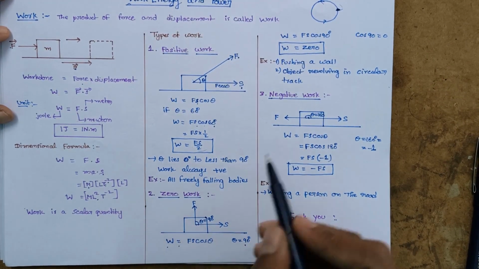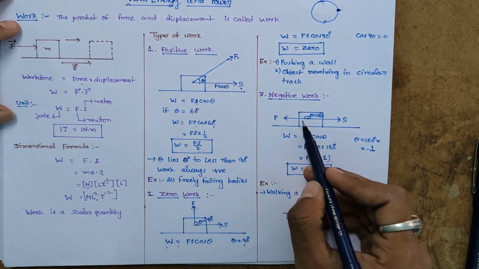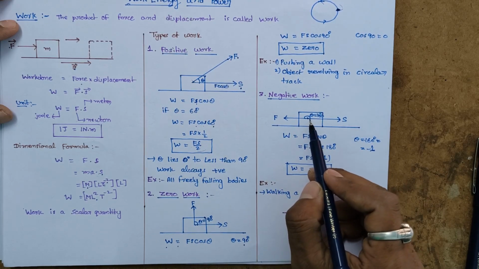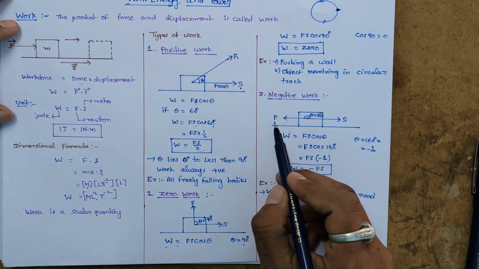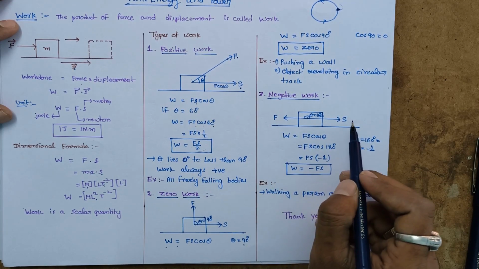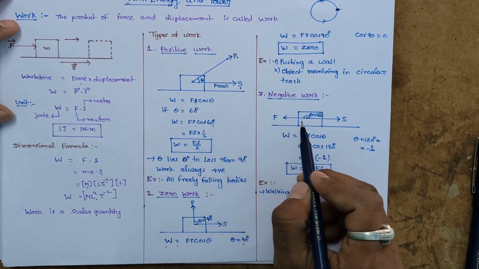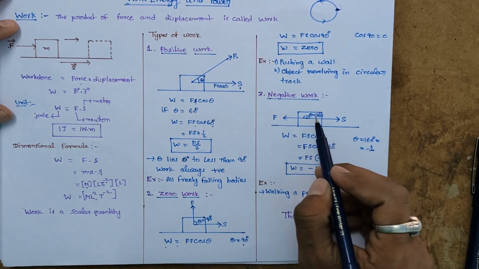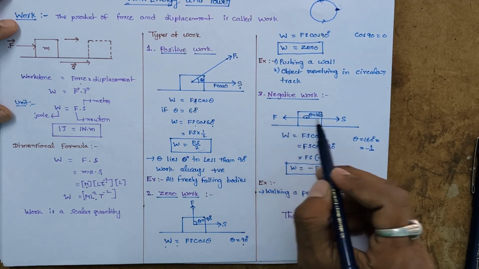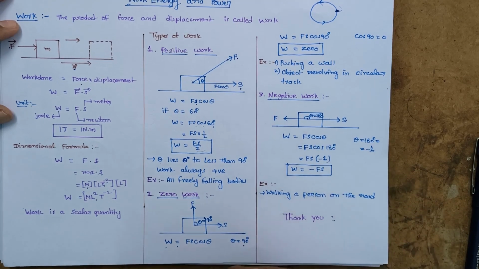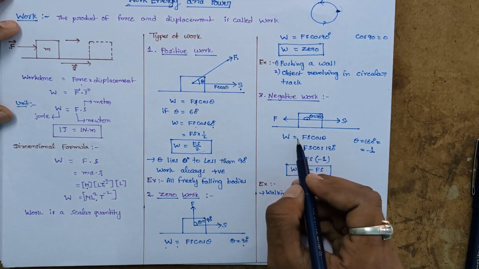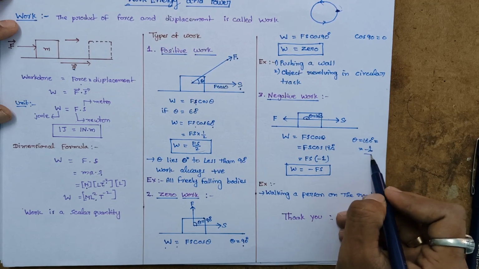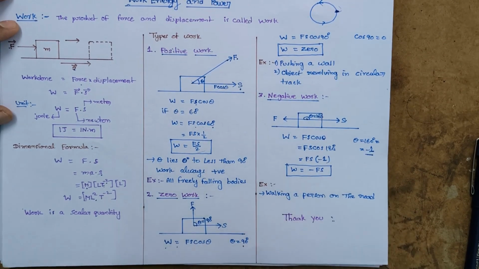Coming to the third type, that is negative work. I have an object of mass m placed on a horizontal surface. Here my applied force is acting in the backward direction, while the object is still moving in the forward direction. That means the force is in the negative x-axis direction and the displacement is in the positive x-axis direction. The angle between force and displacement is 180 degrees, because force and displacement are anti-parallel. The work done formula is Fs cos theta, so Fs cos 180. The value of cos 180 is minus 1, so work done is minus Fs.